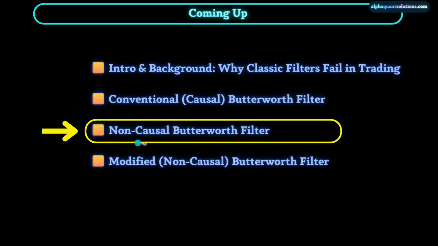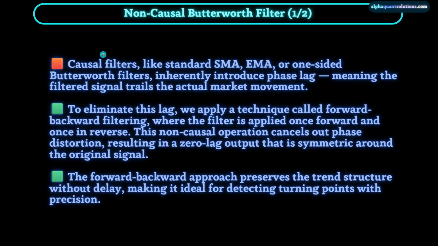Next, we move now to the non-causal version of the Butterworth filter. So in the previous slides, we have seen that causal filters, like the standard SMA, EMA, and also the so-called one-sided Butterworth filter, all of them inherently introduce a phase lag, so a time delay, meaning that the filtered signal trails the actual market movement.